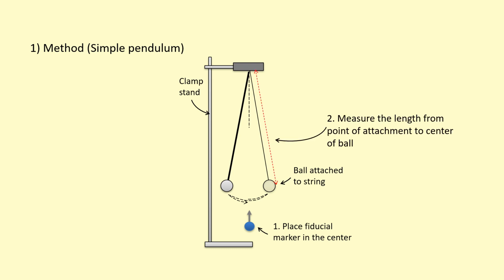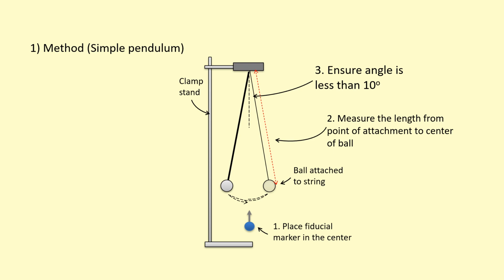The length is from the point where it's attached to the center of mass. So if you have a ball like I have here, you may want to measure the diameter of the ball, divide that by 2 to get the radius, and then add that to the length of the string that you're using. Simple harmonic motion is only when you use less than 10 degrees of displacement, because otherwise you can't use the small angle approximation. So make sure you don't displace it beyond 10 degrees when you displace and release it.